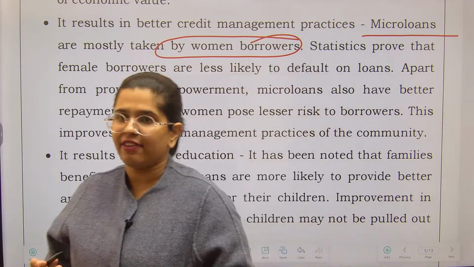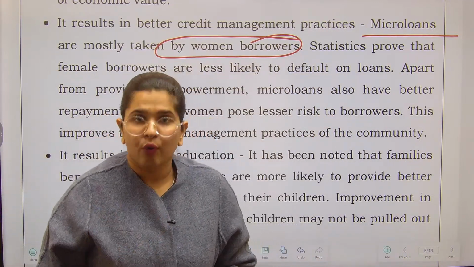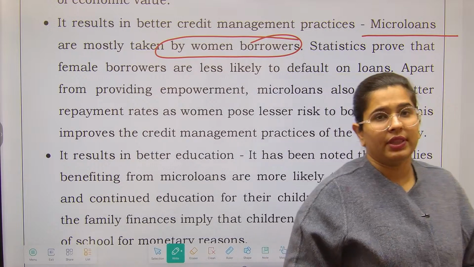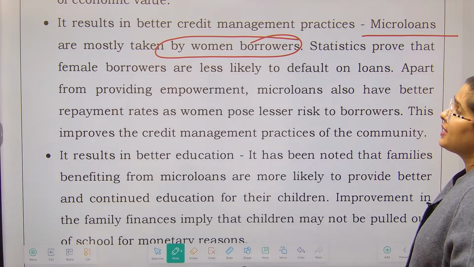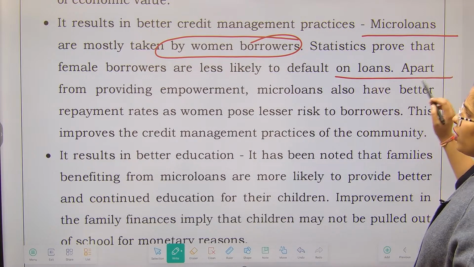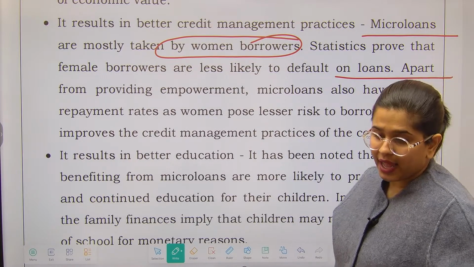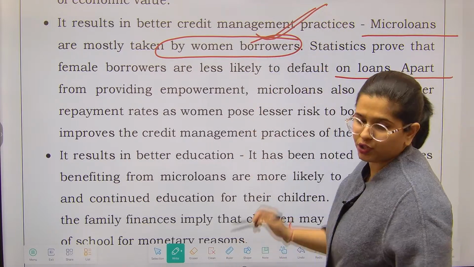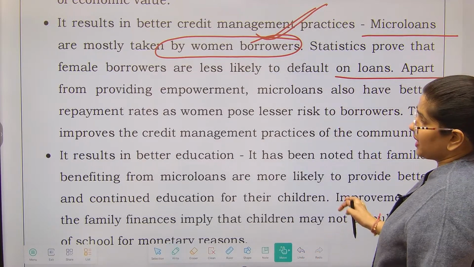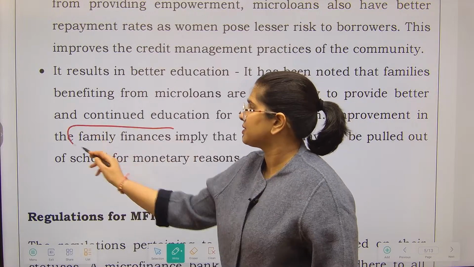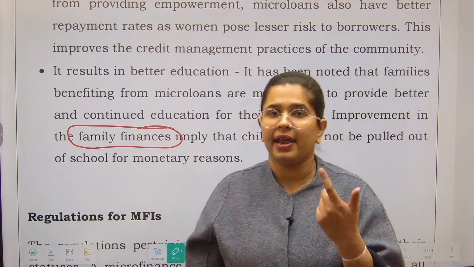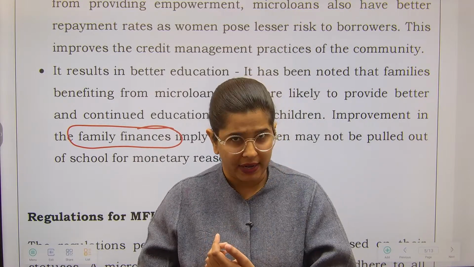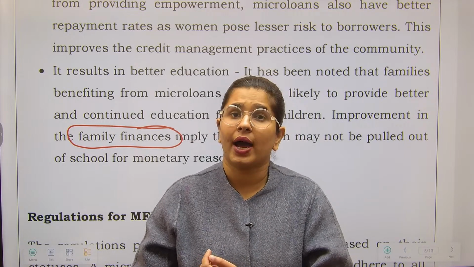Government also focuses that self-help groups should be formed more by women. Why? Because I have told you about gender justice, and there are a lot of things that we want to improve with the inclusion of women, right? Statistics have also proved that female borrowers are less likely to default on loans, and that is why microfinance, or self-help groups, with the inclusion of women, result in better credit management practices, right? It results in better education as well. When you have funds for family finances, obviously the first two things that improve are health and education, right? So these were the importance and benefits of microfinance. What is the role of microfinance, why it is important?